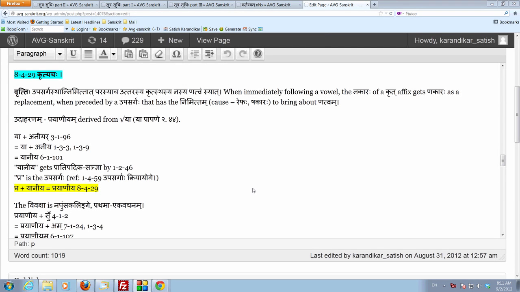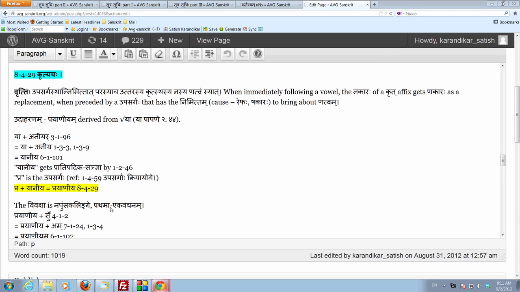Let us now look at a sutram which is not actually the main topic right now, but since it is connected to the current topic, let's take a look at it. It's the sutram Kritya Chaha, number 8429.